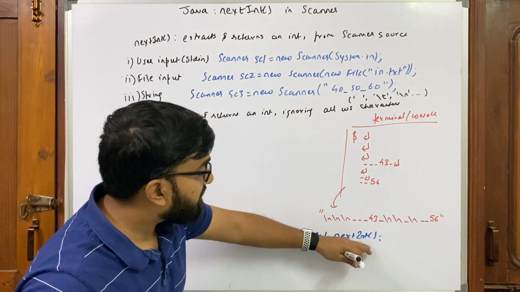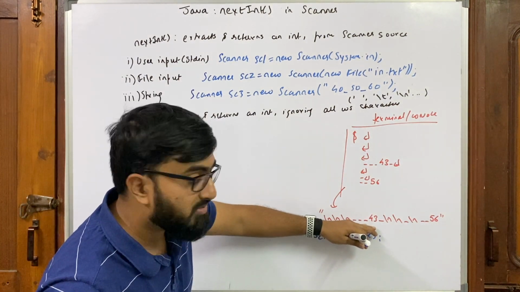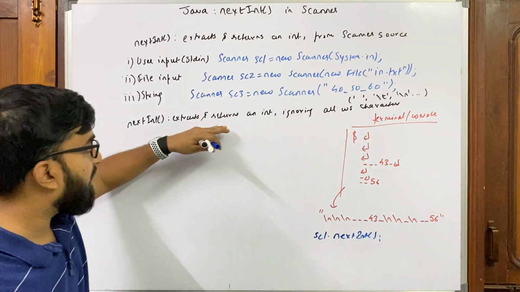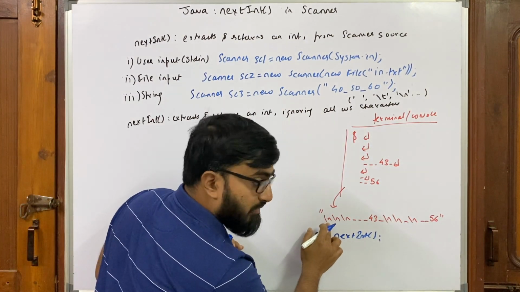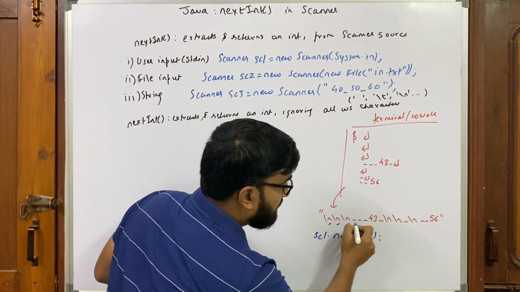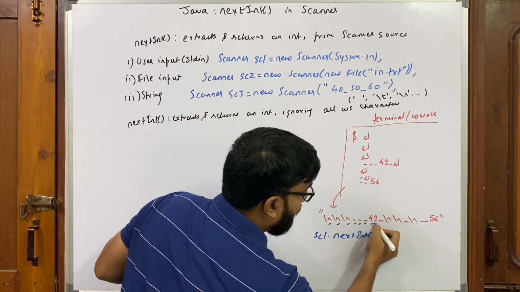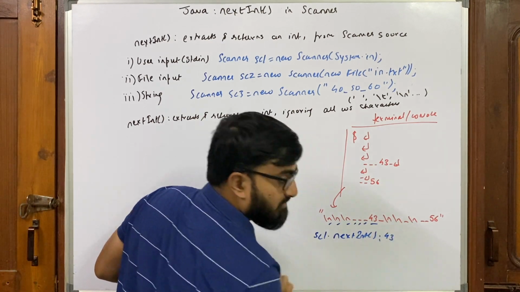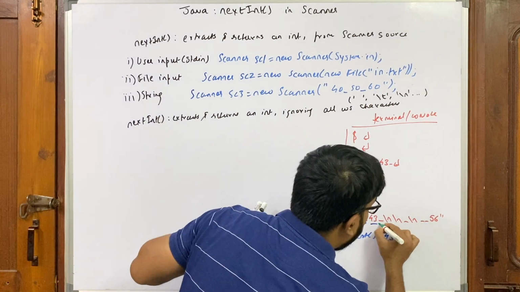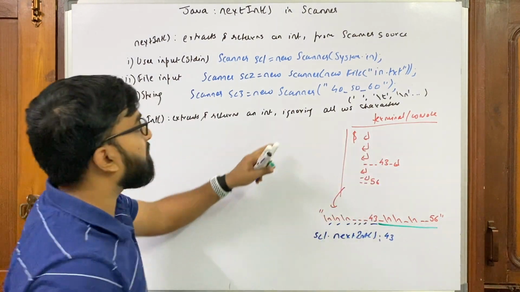nextInt basically reads an integer from this input following these rules. Ignore all white space characters till you find an integer. Backslash n is a white space character: ignored. Single white space is a white space character: ignored. We found an integer, 43, which we return. So the first call of nextInt returns 43, and this part is still left as input in my scanner object.